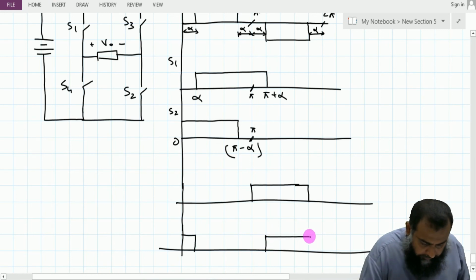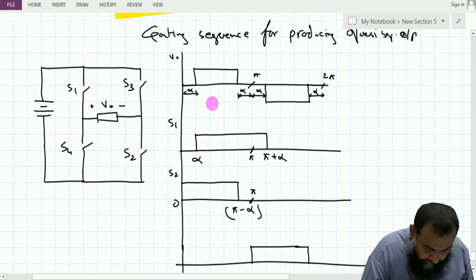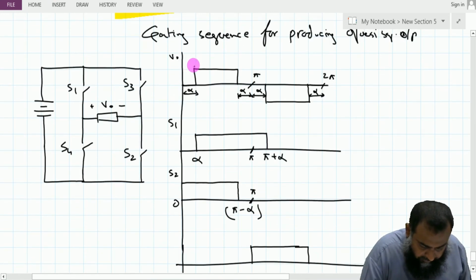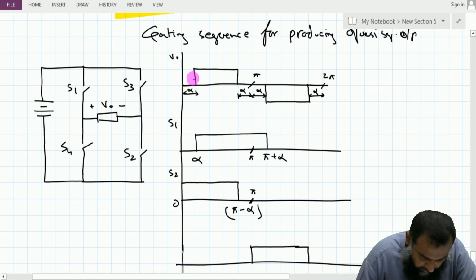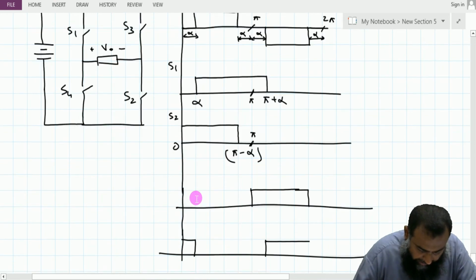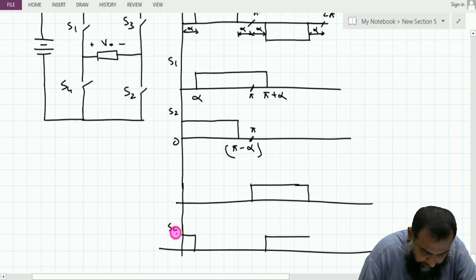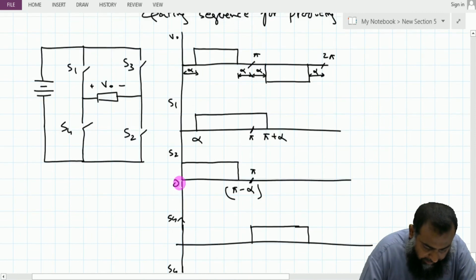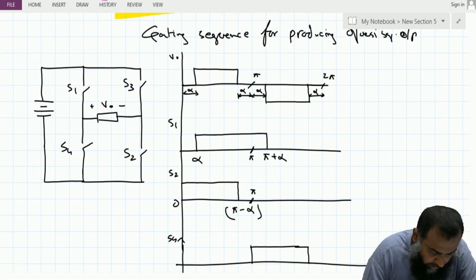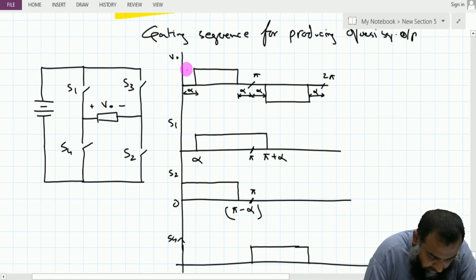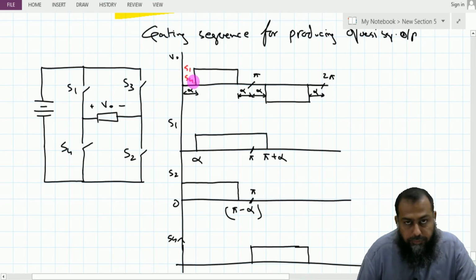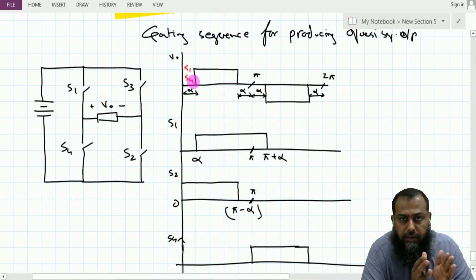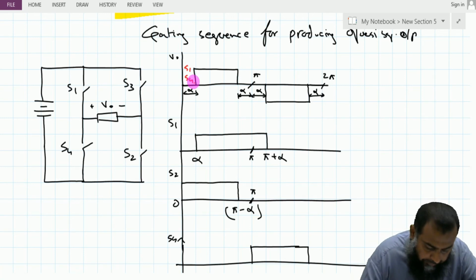So you can see here that for this particular duration, when this V0 is equal to 0, we have turned on this S2 and this S4 simultaneously, right? So S2 and S4 simultaneously produce 0 volt output here. So here we have this S1 and this S4. Both are shorting the load, and hence we have the 0 volt appearing across this load.